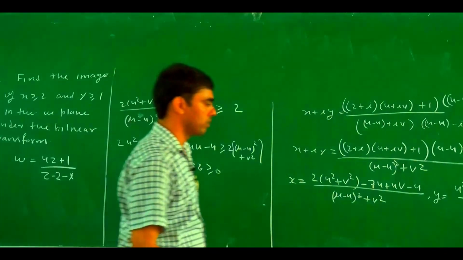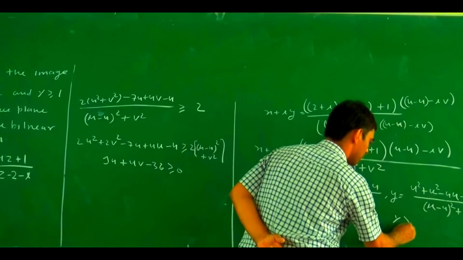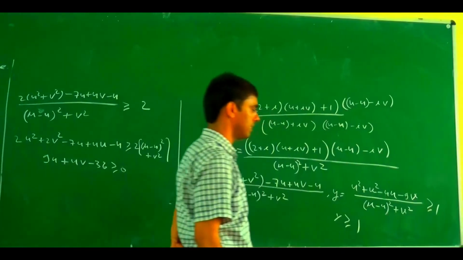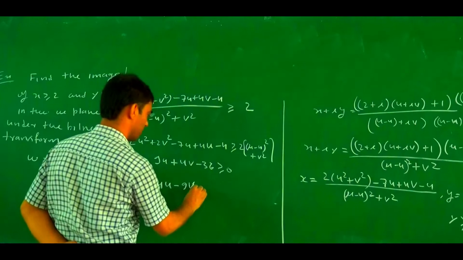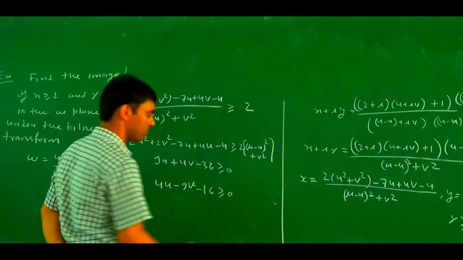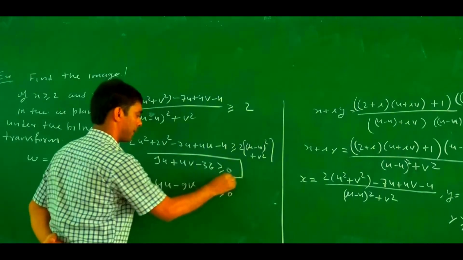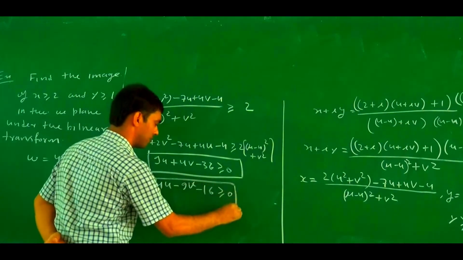Similarly, we equate this one: y is greater than or equal to 1. We say this one is greater than or equal to 1, so minus 16 is greater than or equal to 0. So these are the two planes.